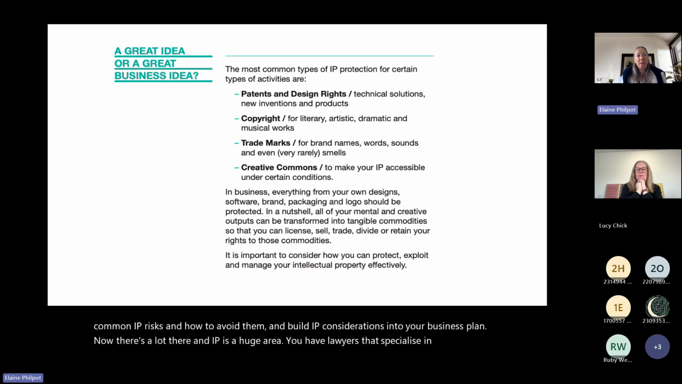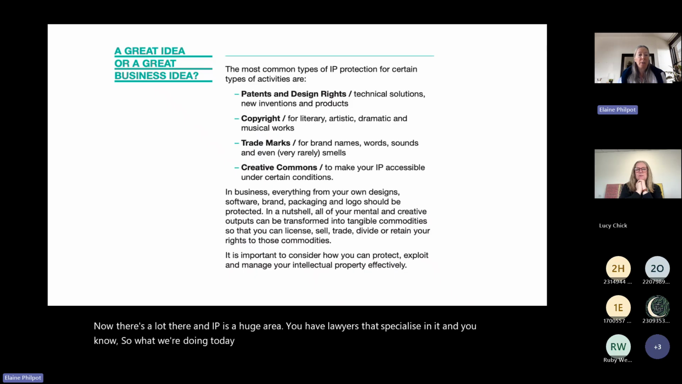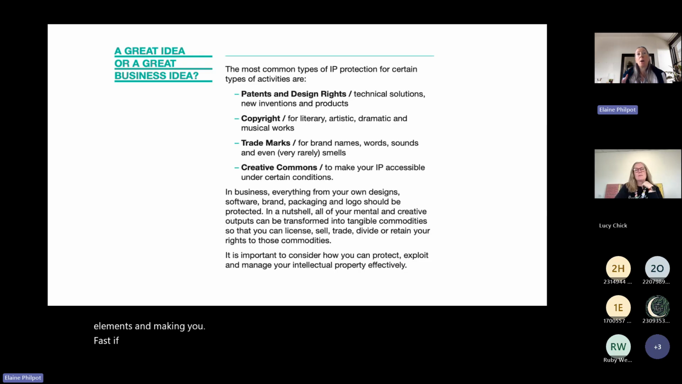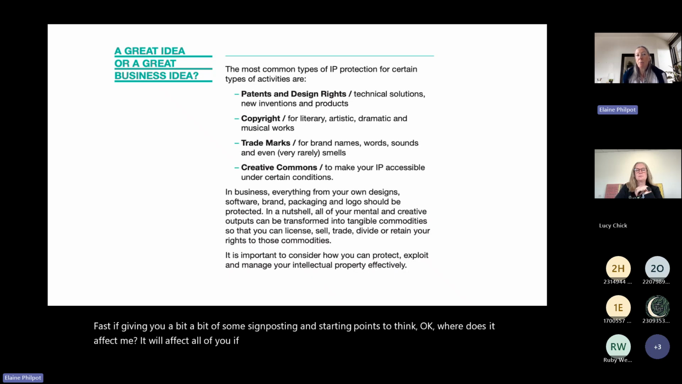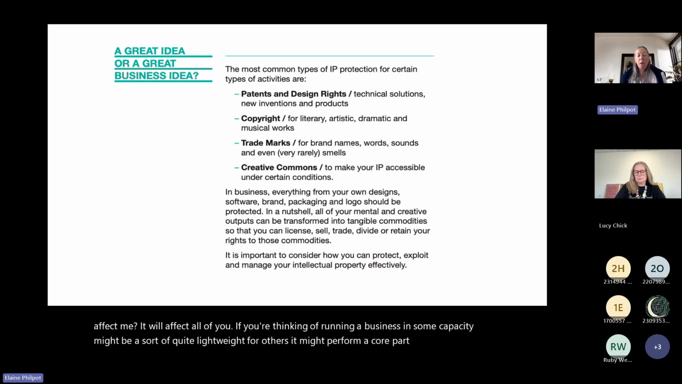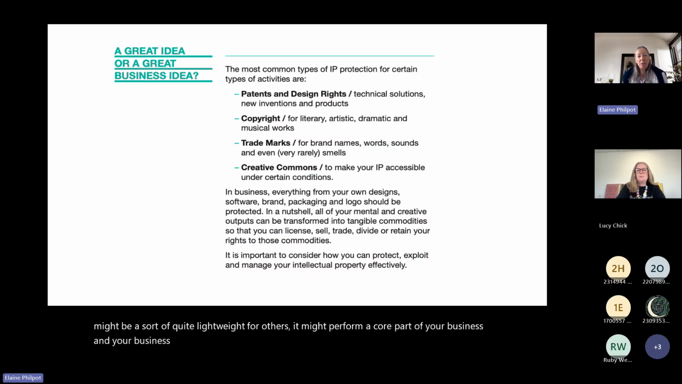So what we're doing today is just touching in on some of the key elements, giving you some signposting and starting points to think, okay, where does it affect me? It will affect all of you if you're thinking of running a business in some capacity. It might be quite lightweight for some, while for others it might form a core part of your business and your business model. So it really depends, and we're touching on different aspects today.